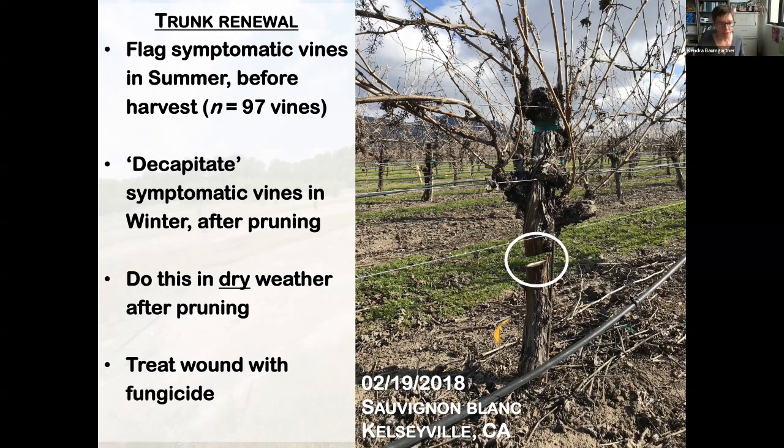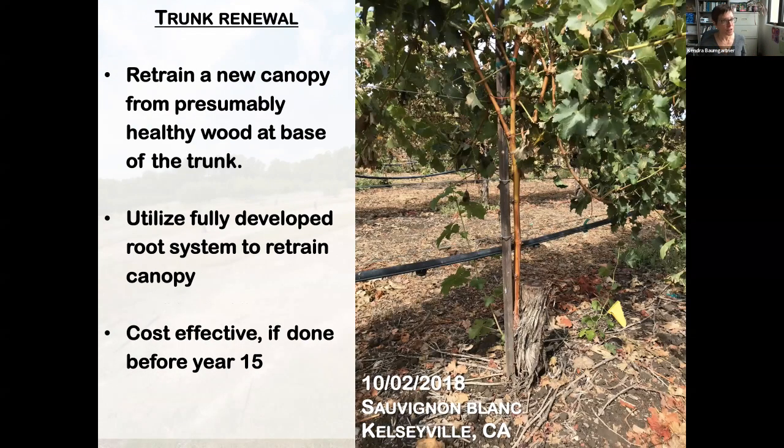We treated those wounds with fungicide and then retrained new shoots from the base of the trunk into a new canopy. And this is one growing season's worth of growth on one of those decapitated vines. The advantage of this approach over replanting the vine completely is that you can utilize a fully developed root system, and that can more rapidly grow shoots into a full vine rather than a replant, which is a much smaller little vine, which tends to have a tough time getting established in a mature vineyard.